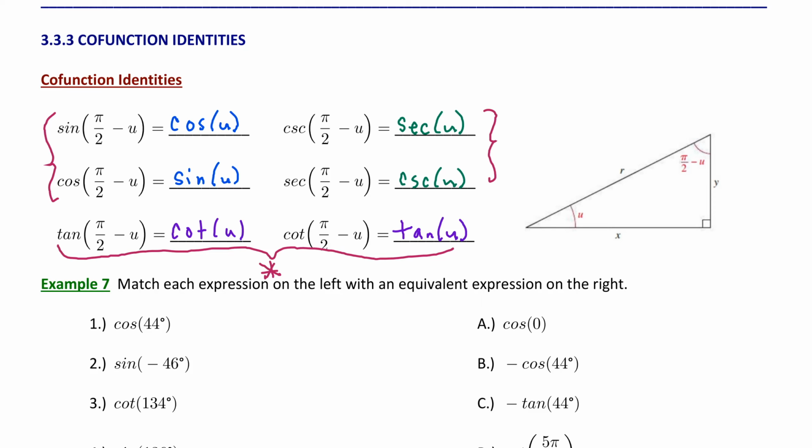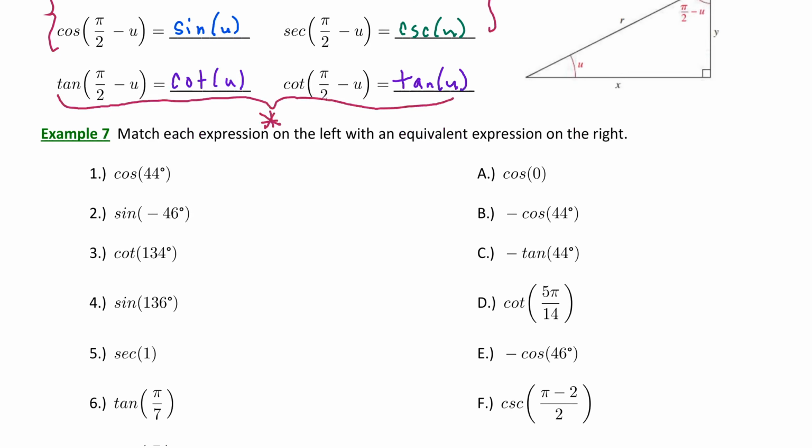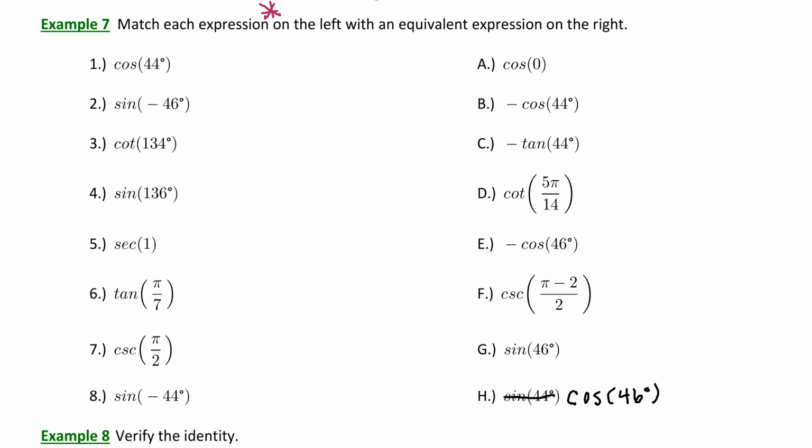Now, we've looked at each of these identities using radians. For an angle measured in degrees, we would simply replace pi over 2 in all of the identities with 90 degrees. That'll be helpful to know as we work example 7. In example 7, we're going to match the expressions on the left with an equivalent expression on the right. And please correct my mistake on H, option H over here on the right. This section has had a lot of typos. I'm really sorry about that.